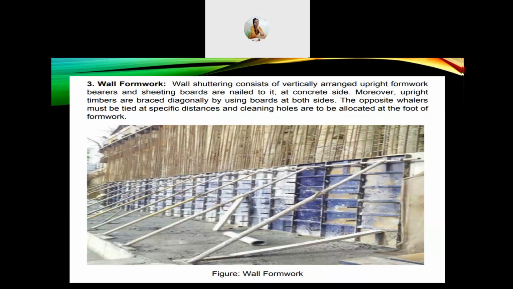Number 3, wall formwork. Wall shuttering consists of vertically arranged upright formwork bearers, and sheeting boards are nailed to them at the concrete site. Moreover, upright timbers are braced diagonally by using boards at both sides. The opposite whalers must be tied at specific distances, and cleaning holes are to be located at the foot of the formwork.